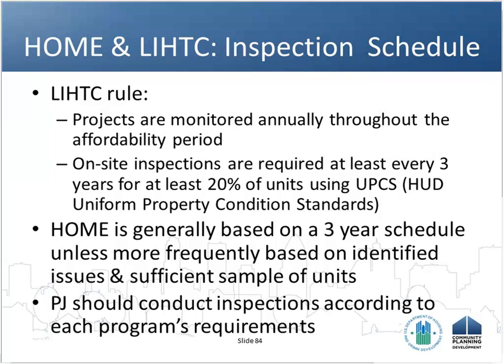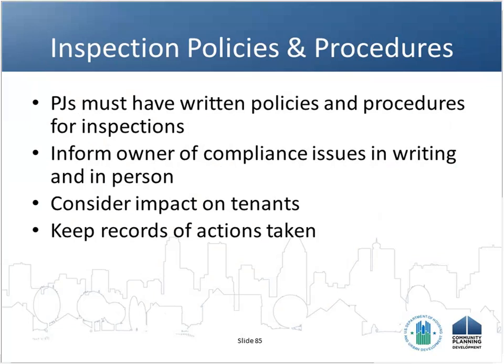So keep in mind the PJ itself for the HOME program needs to make sure that they meet the HOME requirement on the 3-year frequency. So you're going to need to be able to track for your portfolio when those inspections were made, when the next inspection is due, to be able to document that you're meeting those requirements. And as you make those inspections and see deficiencies with that property, you need to have a system in place so that you are requiring those corrections to be made and receiving verification that work has been completed.